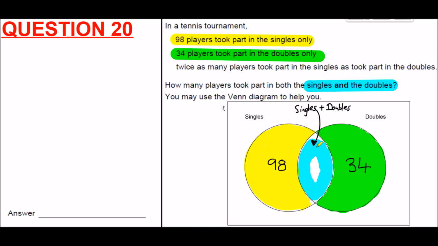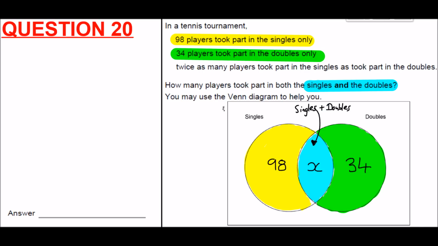Now we're not told how many of them are playing both singles and doubles, not just one or the other. And so what I'd suggest we do is to think of a letter for this bit we're trying to work out. What mathematicians tend to do is call everything an X. So if in doubt, call it X. And so we want to work out how many players took part in both the singles and the doubles.